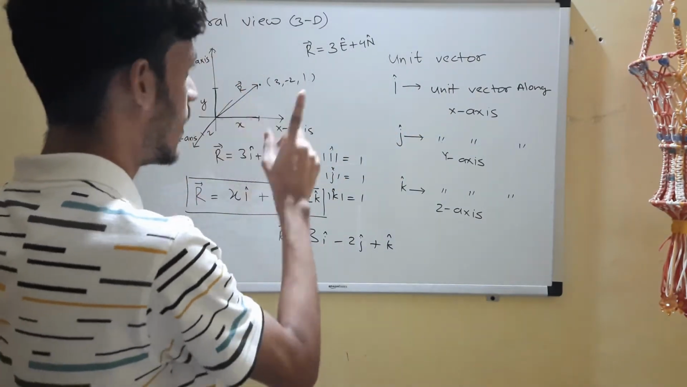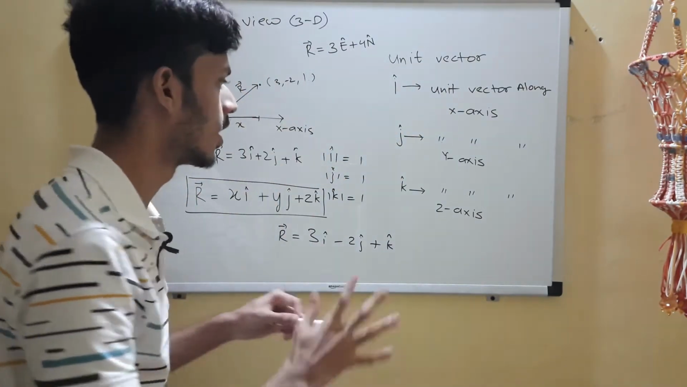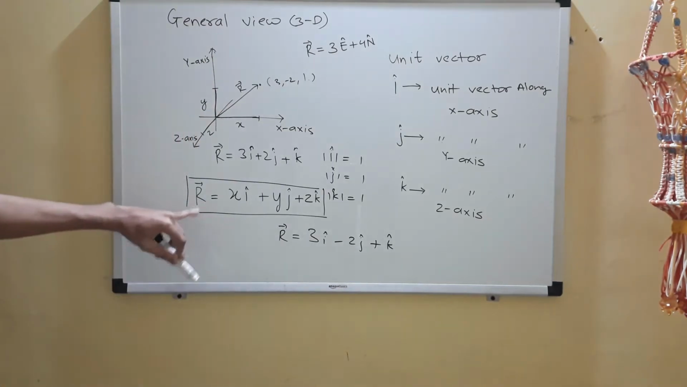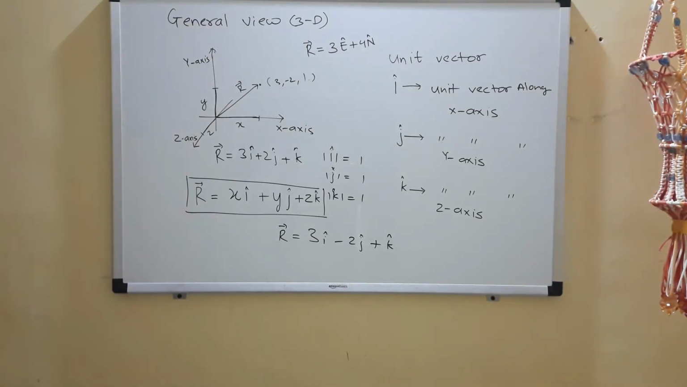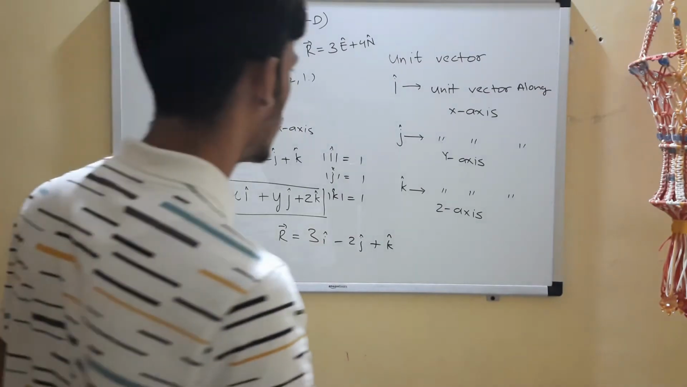We'll try to get the magnitude next. So you can note this down. This is how you write a vector in its component form.